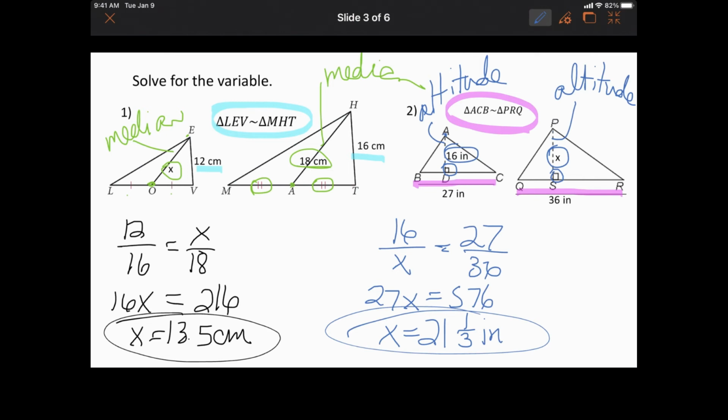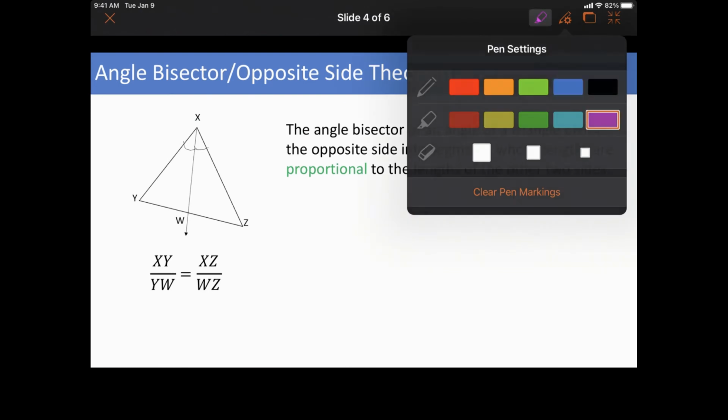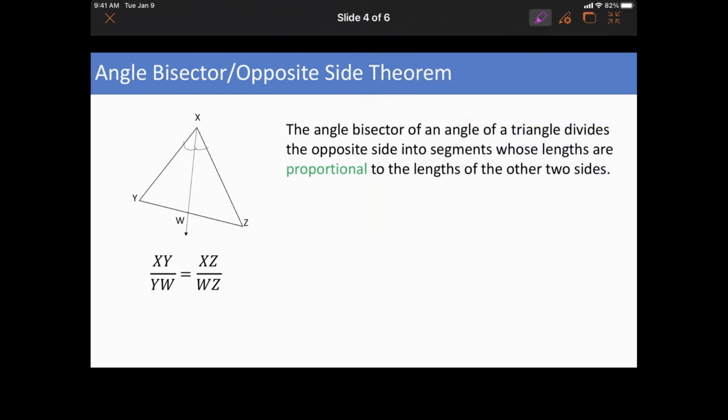All right, so that's how you use it. Please really look at the problems in the homework before you jump, really know what they're given and which theorem it applies to. So our next one is called the angle bisector opposite side theorem. It's a little convoluted, but it's when you have an angle bisector of a triangle, and it divides the opposite side into segments whose lengths are proportional to the lengths of the two sides.